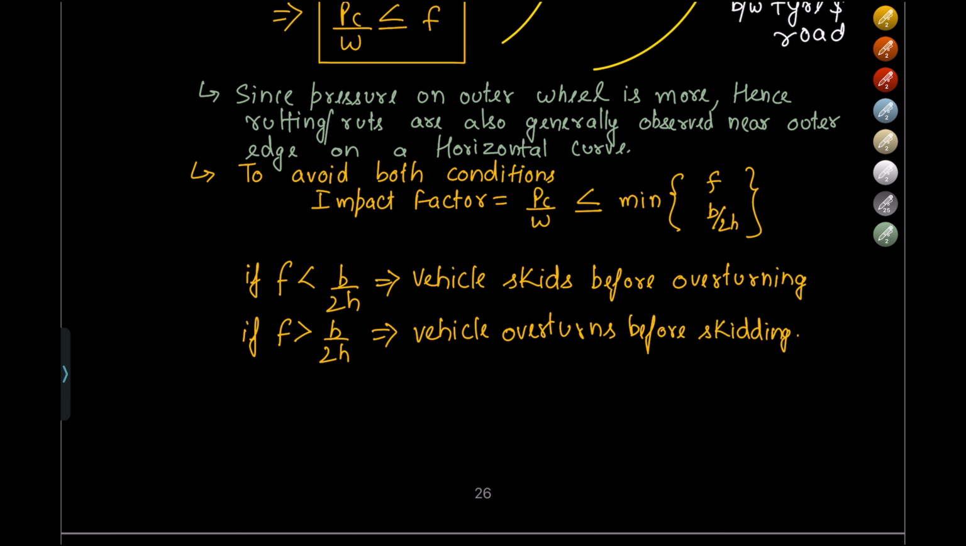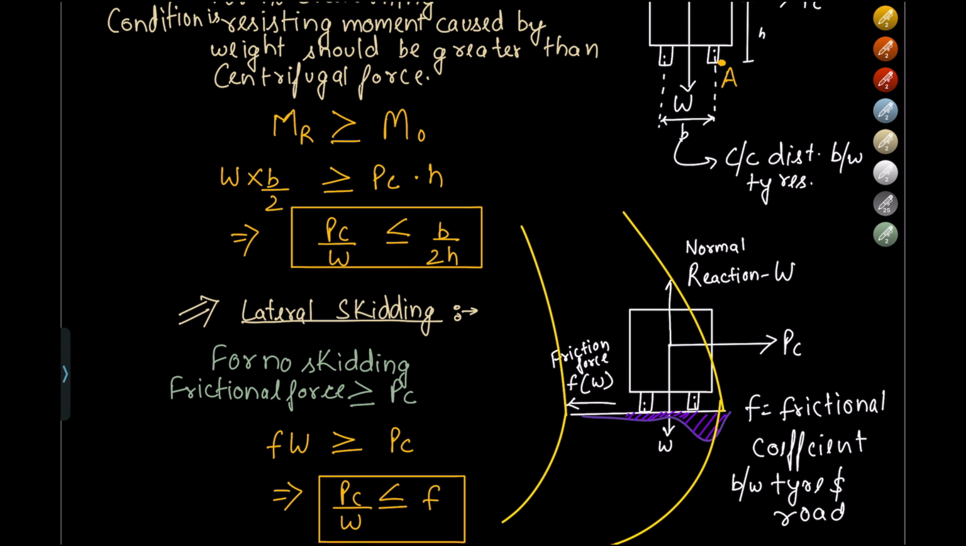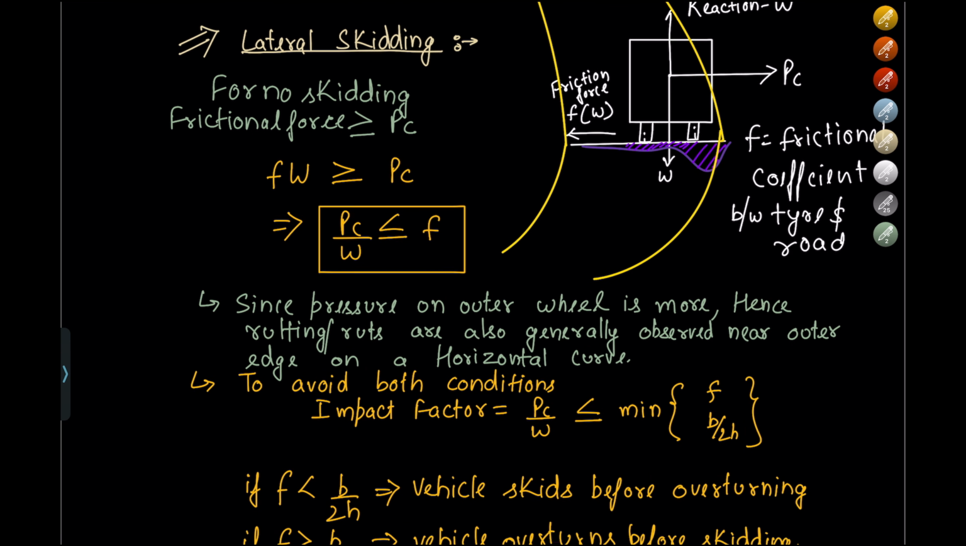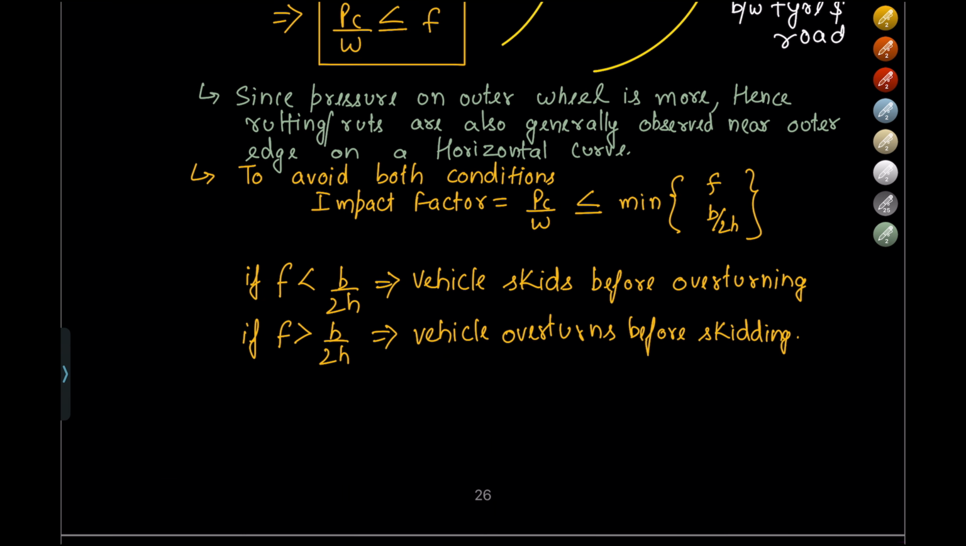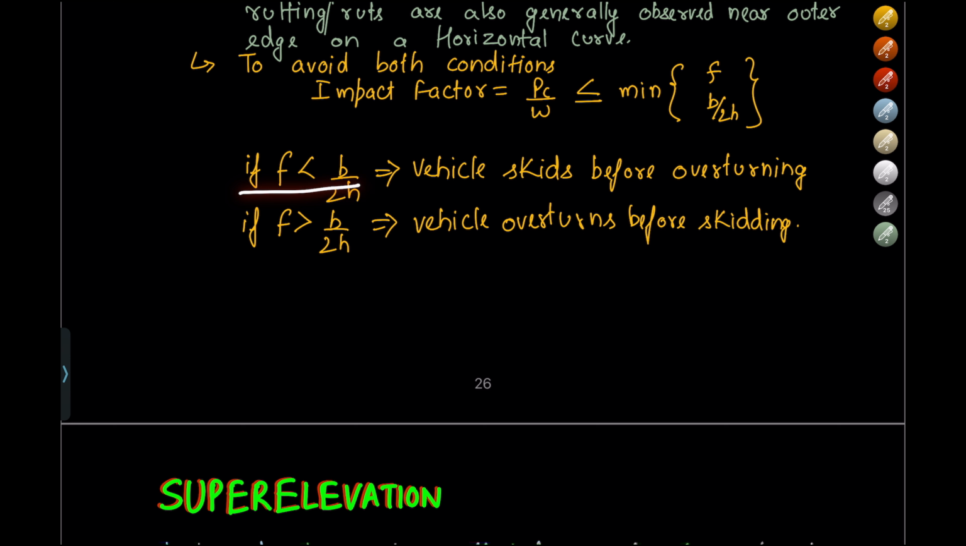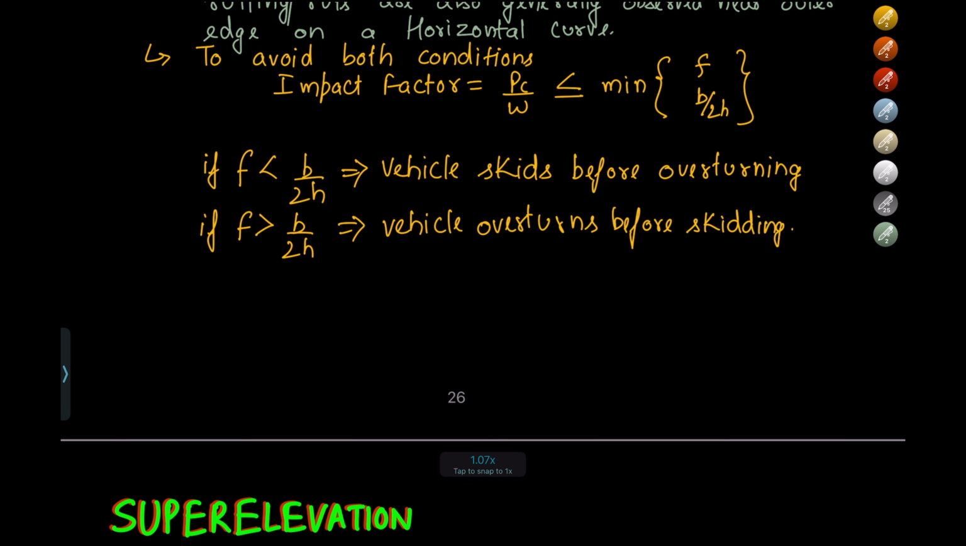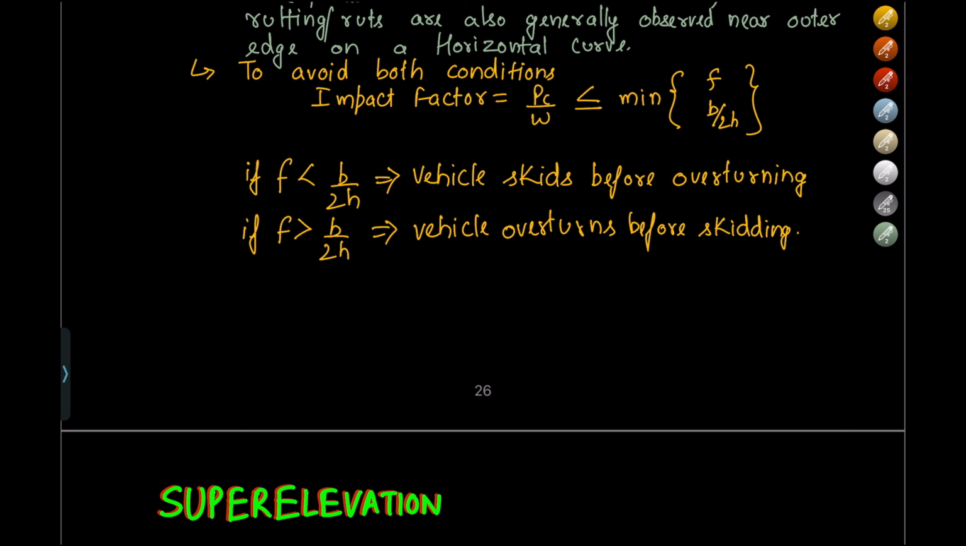To avoid both conditions, that is, we need the vehicle to not overturn and not laterally skid, the impact factor value should be less than the minimum of F or B by 2H. These are the two conditions that need to be fulfilled for avoiding overturning and lateral skidding. If F is less than B upon 2H, the vehicle skids before overturning. One of the two conditions will occur before the other. If F is less than B by 2H, the vehicle skids before overturning, and if F is greater than B by 2H, the vehicle overturns before skidding.